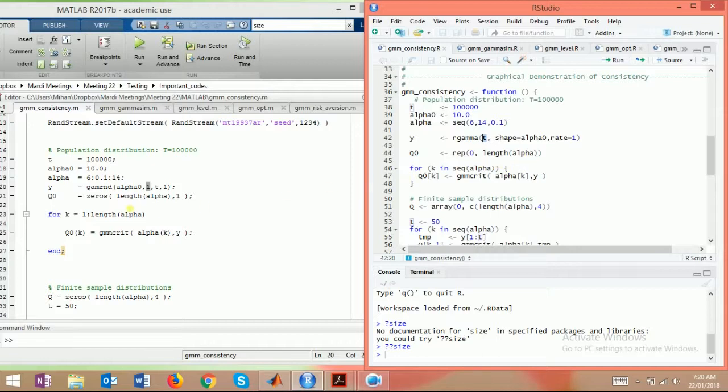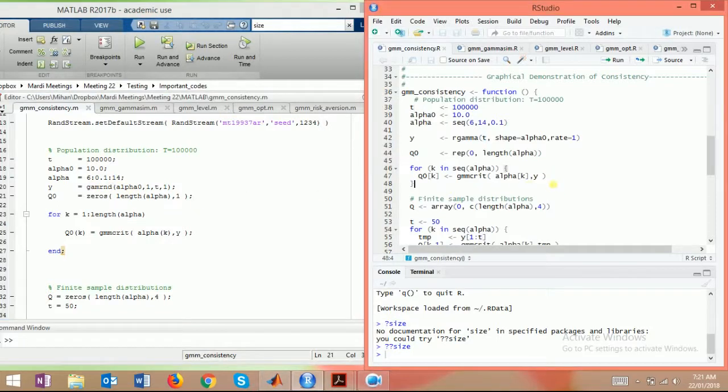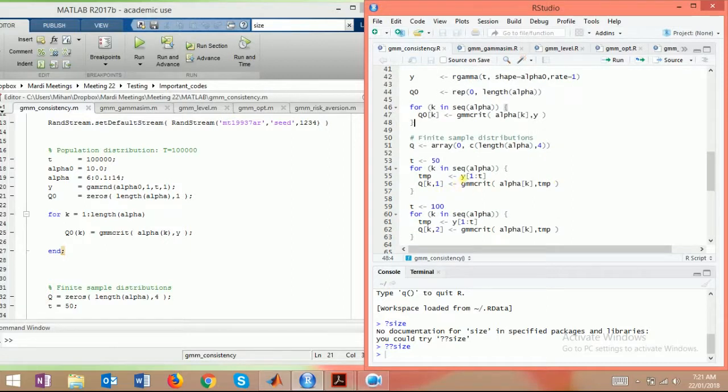And zeros, length of alpha, replicate 0, or we can do it with array 0. If there was a column, we could have just given the column, but zeros can be represented with replication also. Replicate 0, length of alpha, is equal to 1 to length of alpha. We do this because we have T equal to 100,000, so length of alpha is 6 to 14. We do this estimation, we run the equation for 6 to 14 by 0.1. So 6 to 14 by 0.1 is quite big, right?